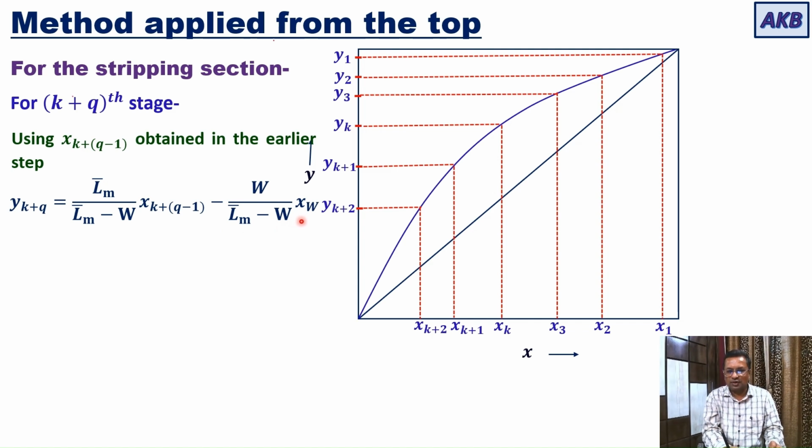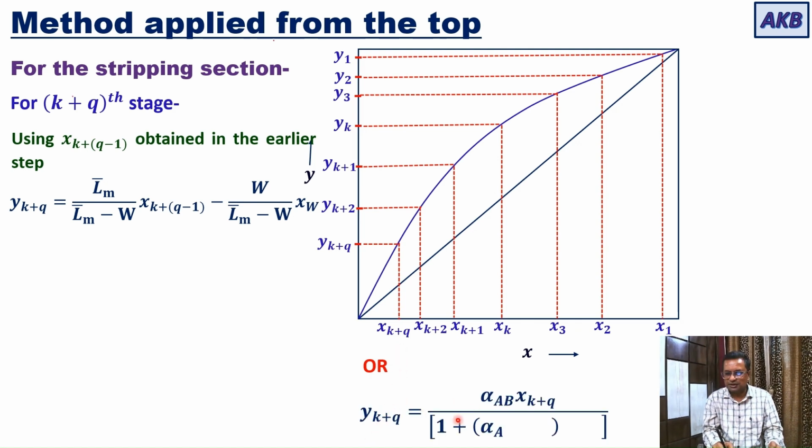And now what you'll do after getting y(k+1), you are going to use the distribution diagram and get the corresponding x(k+q). Or you can use the equilibrium relationship to get x(k+q). y(k+q) is equal to alpha_AB x(k+q) divided by 1 plus (alpha_AB minus 1) into x(k+q). So you can get the value of x(k+q).